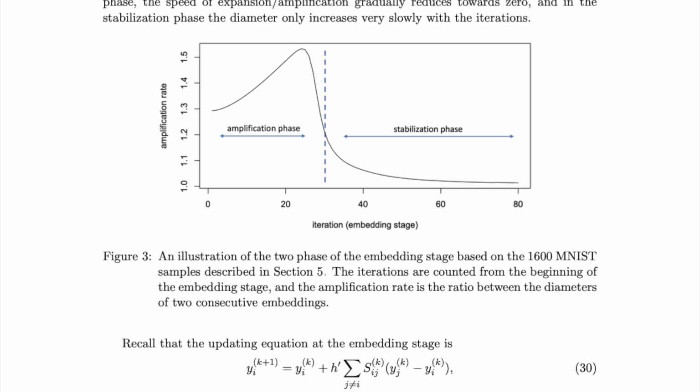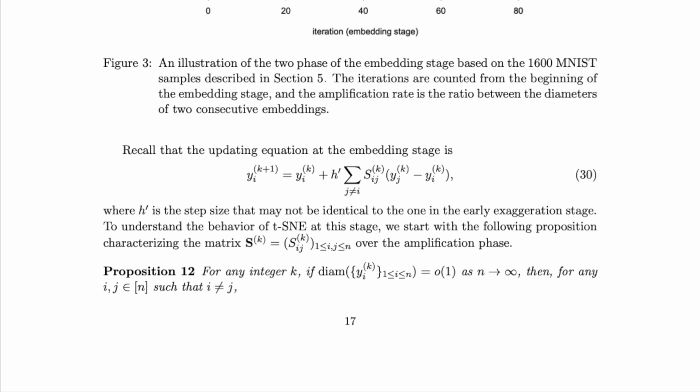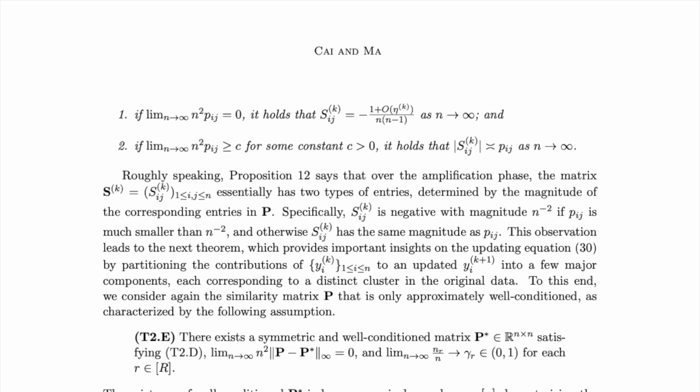Recall that the updating equation at the embedding stage is as given, where h is the step size that may not be identical to the one in the early exaggeration stage. To understand the behavior of t-SNE at this stage, we start with the following proposition characterizing the matrix S^(k) = (S^(k)_ij), 1 ≤ i,j ≤ n, over the amplification phase. Proposition 12: for any integer k, if diam{y_i^(k), 1 ≤ i ≤ n} = O(1) as n → ∞, then for any i ≠ j in [n], (1) if lim n²p_ij = 0, it holds that the stated equation as n → ∞, and (2) if n²p_ij ≥ C for some constant C > 0, it holds that the stated relation as n → ∞.